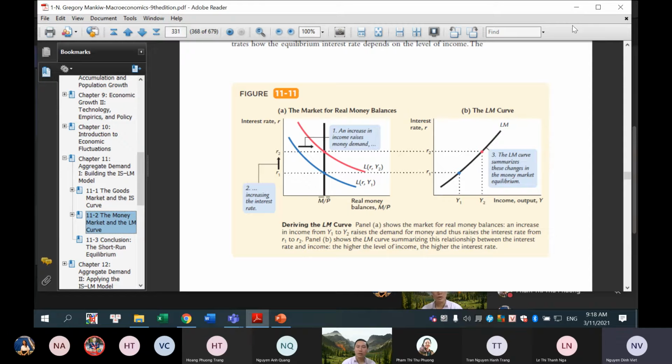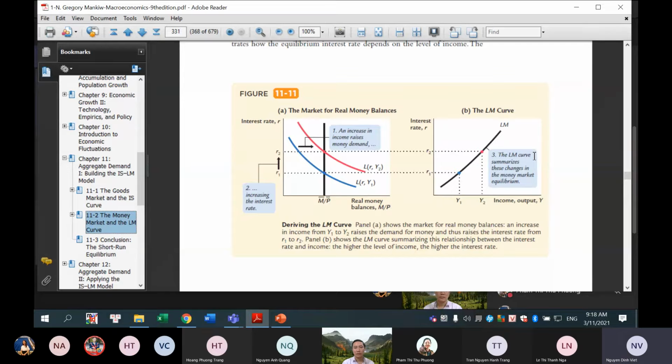No, my question is what makes the NM curve shift to the right. When the NM curve shifts to the right, it means that, given the interest rate, the curve shifts right, not the money demand curve. What makes the NM curve, the money market equilibrium curve, shift to the right?